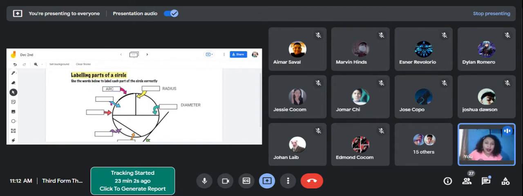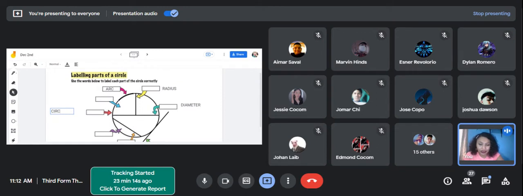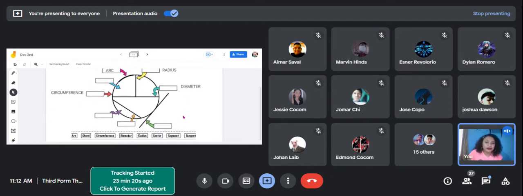This one in orange. We'll go back to that one. This one in orange. Circumference. Circumference, very good. Okay. This one over here in yellow. Chord. Chord, very good.